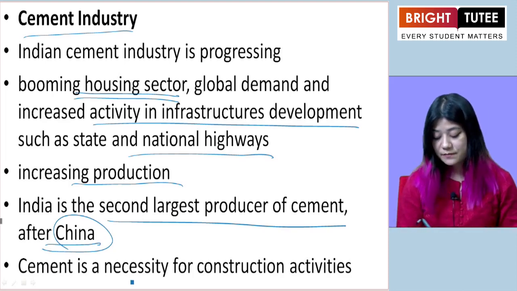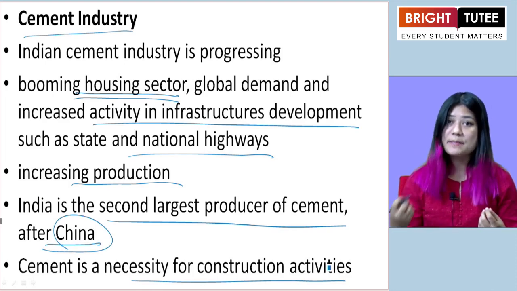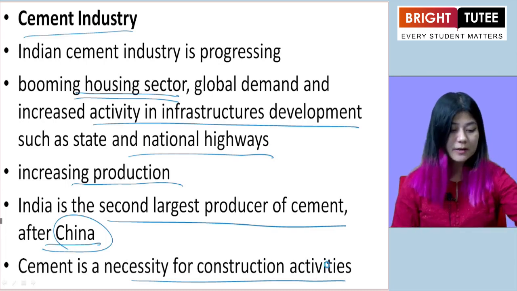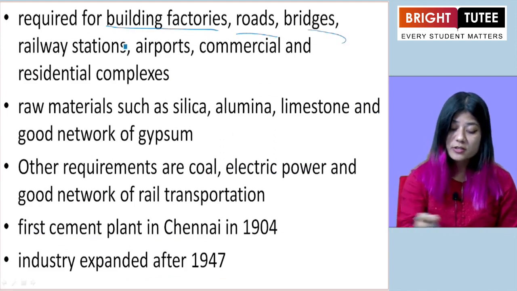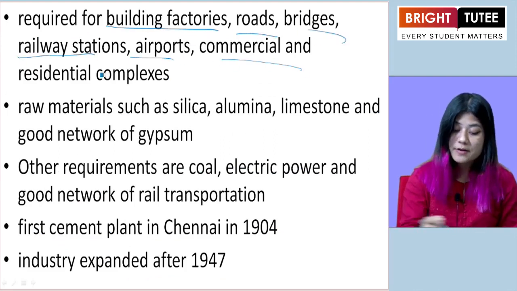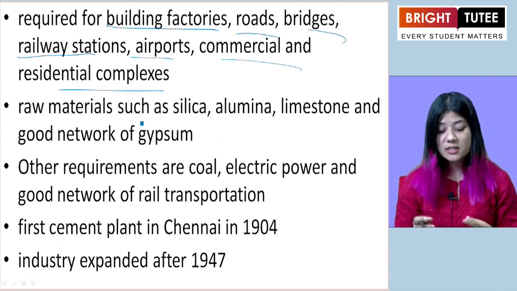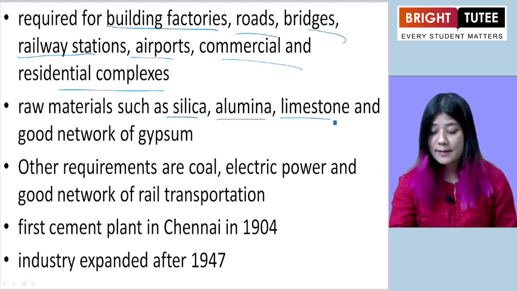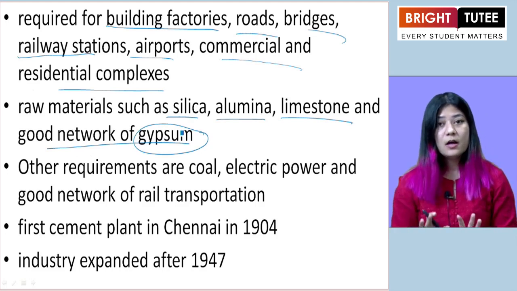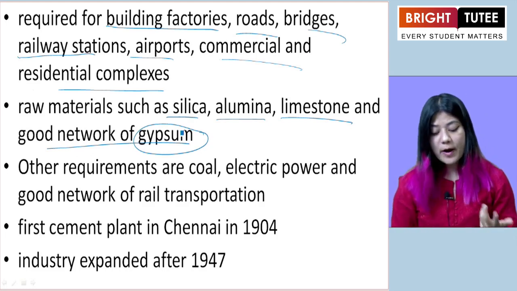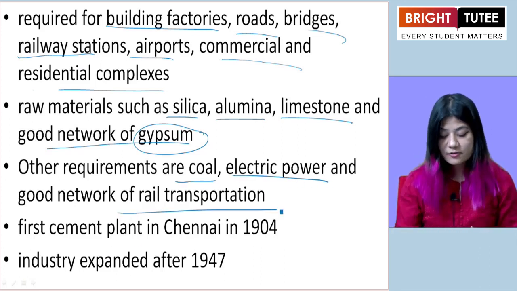Cement, as I told you, is very necessary for construction activities. Any construction activity requires cement as one of its elements. Cement is required for building factories, roads, bridges, railway stations, airports, commercial and residential complexes, etc. For the cement factory, the raw materials are silica, alumina, limestone, and gypsum. Other requirements for cement industries are coal, electric power, and rail transportation.